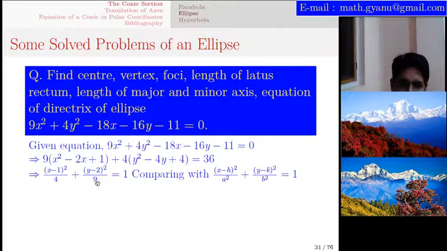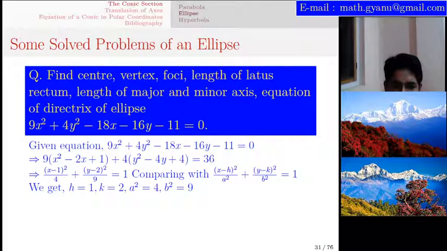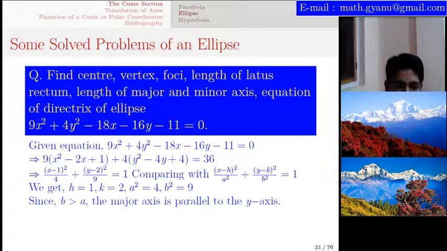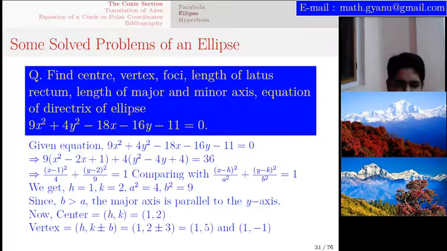So comparing with x minus s whole square by a square plus y minus k whole square by b square equal to 1, you will get s equal to 1, k equal to 2, a square equal to 4, b square equal to 9. Since b is greater than a, the major axis is parallel to the y-axis. So center will be s, k, that is 1 comma 2, vertex will be s comma k plus minus b, that is 1 comma 2 plus minus 3, that is 1 comma 5 and 1 comma minus 1.